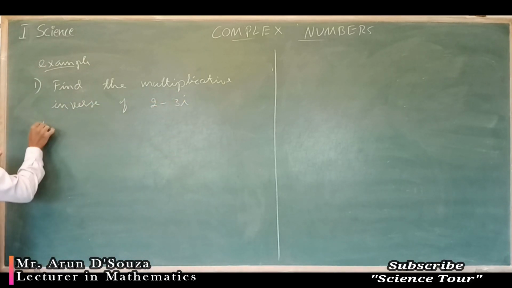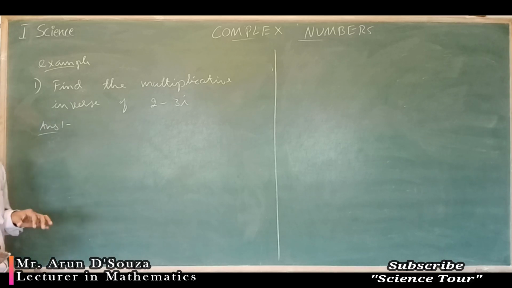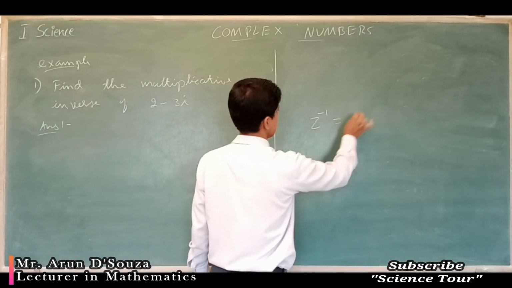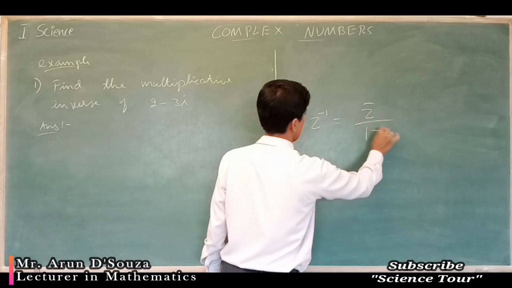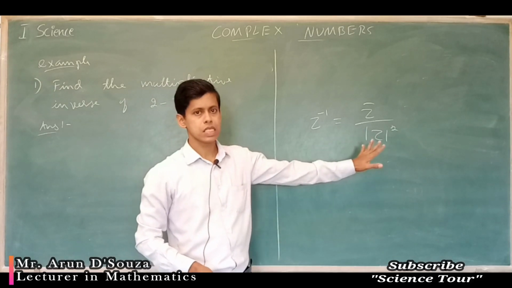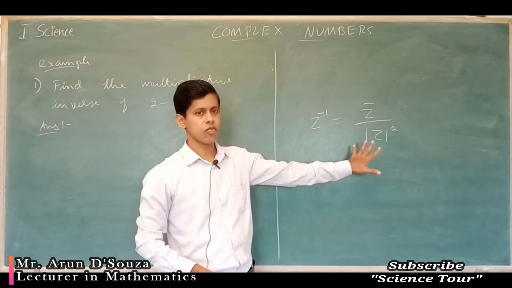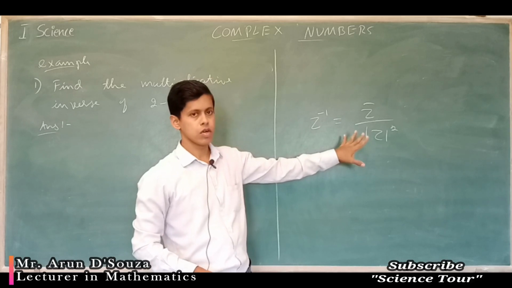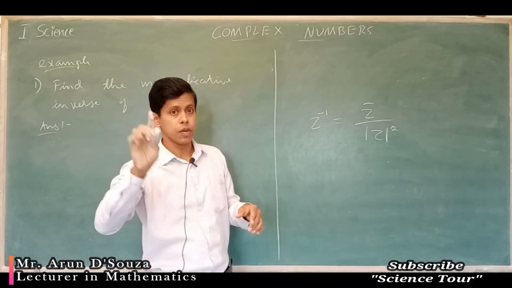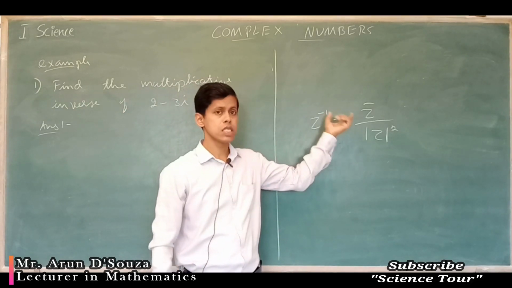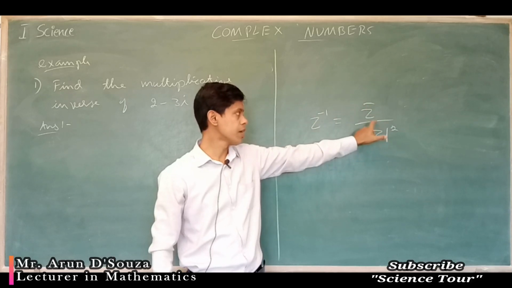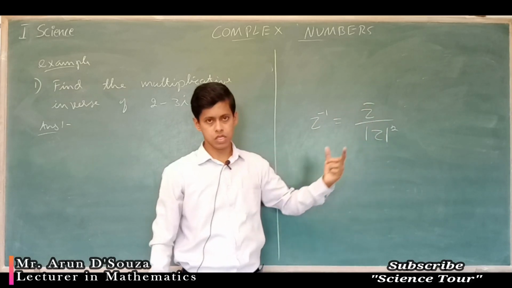Alright. So what is the multiplicative inverse formula? Multiplicative inverse formula is z bar divided by mod z square. Right? You remember this? Please learn this. Okay, now take it to your memory. Alright. So store in your memory. Alright. So z inverse is equal to z bar, the conjugate, divided by the square of the modulus.